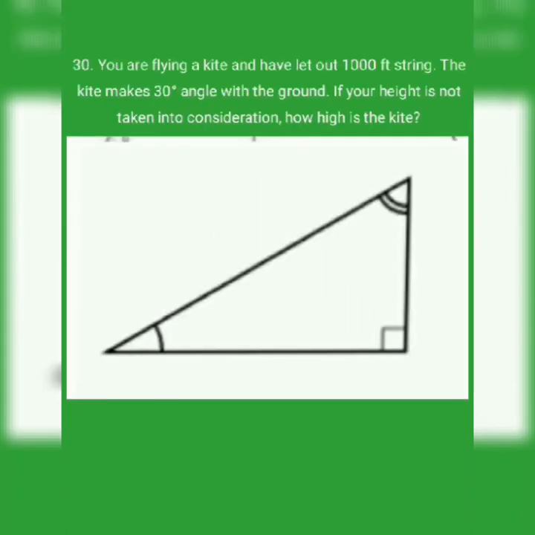You are flying a kite and have let out 1,000 feet of string. The kite makes a 30 degree angle with the ground. If your height is not taken into consideration, how high is the kite?